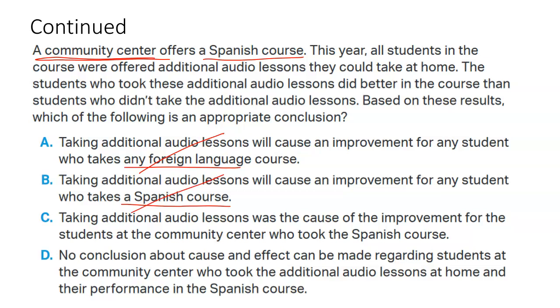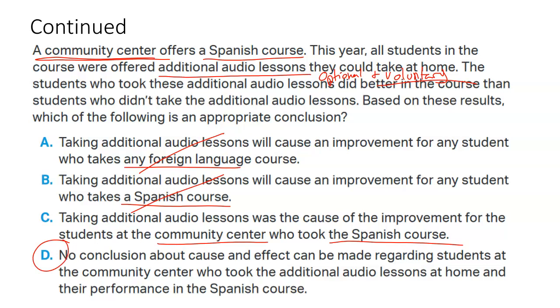We don't know. Taking additional audio lessons was the cause of the improvement for the students at the community center who took the Spanish course. Okay, that looks a lot better. We're specific with the community center and that Spanish course. Problem is, the additional audio lessons were optional and voluntary. If it's voluntary and not a random sample, we cannot make any conclusions about that data set.